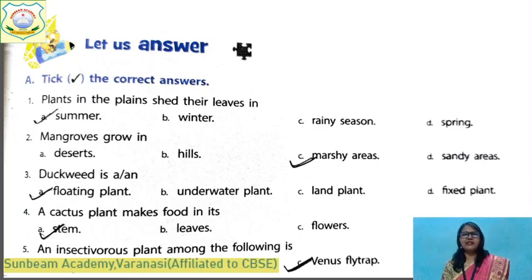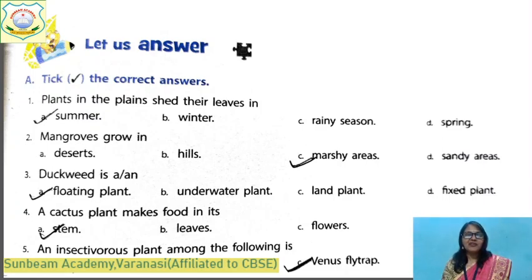Summer, winter, rainy or spring? In summer season. And mangroves grow in which areas? Desert, hills, marshy areas or sandy areas? In marshy areas. They have breathing roots which come out from the soil.